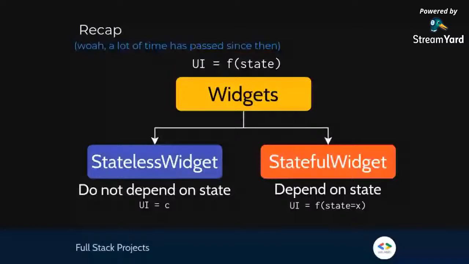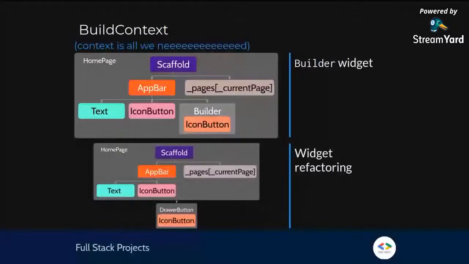Next up, we looked at something called build context, and we got a little bit of intuition of what build context means in relationship with the widget trees and Flutter code. We use the builder widget or widget refactoring to get the appropriate context depending on our requirement. In widget refactoring, we break the widget tree into separate widgets. In the case of builder widgets, it creates a specialized context which is under the current context.